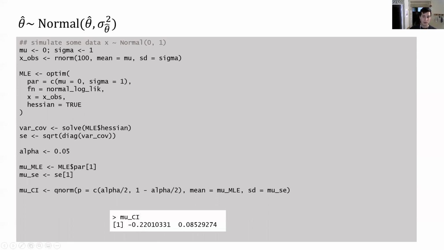When I ran this code, this is what the output of my call to qnorm looked like. It says that 95% of the probability of the distribution of the maximum likelihood estimate of mu lies between -0.22 and 0.08, assuming the maximum likelihood estimate is normally distributed.